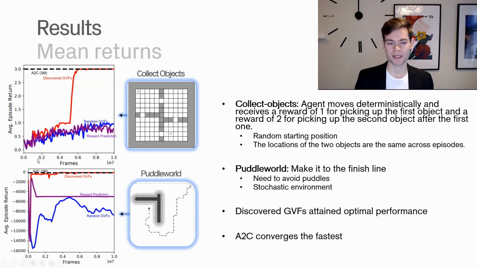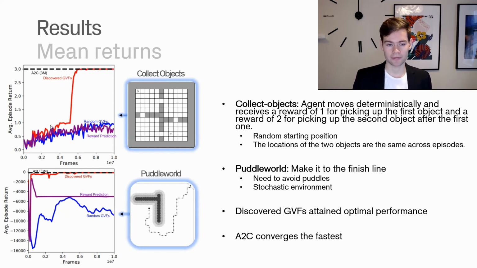And if we look at the performance now, we can see the discovered GVFs in red. So this is the one that we're optimistic about, and that actually uses the framework we developed. We have A2C, which is just an actor-critic model. And then we have random GVFs and reward prediction in this graph. The first thing we can note is that A2C is basically up here on top for both of them. So we see a very fast convergence in the actor-critic network, and all of the other ones using auxiliary tasks here are slower in convergence.